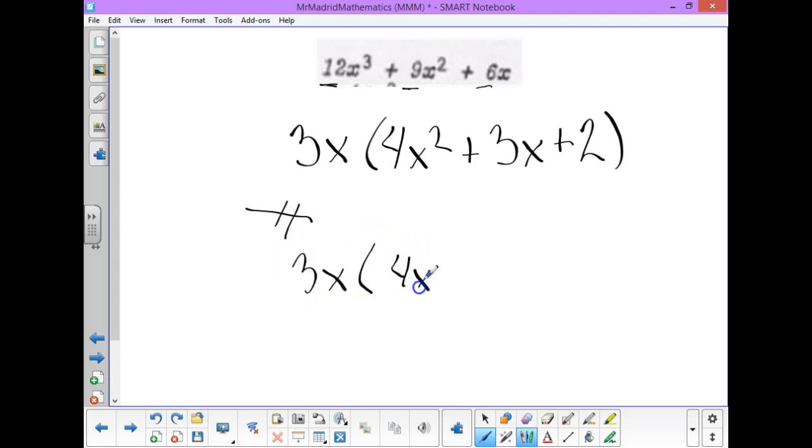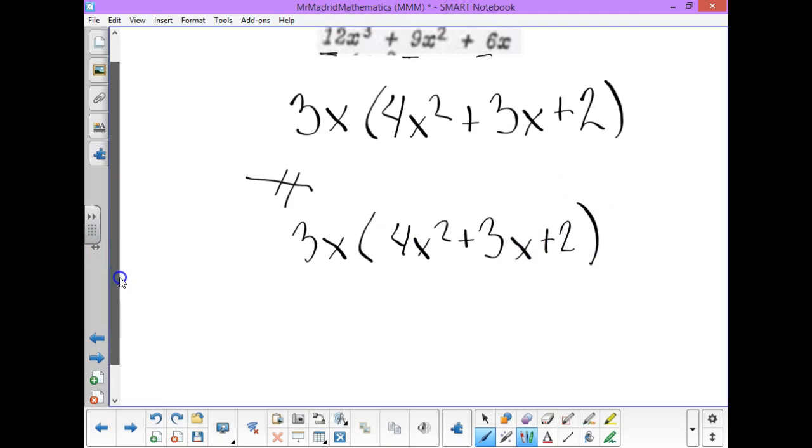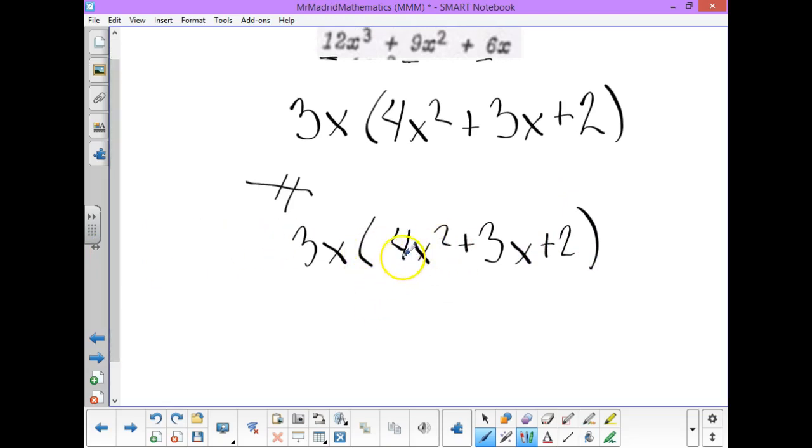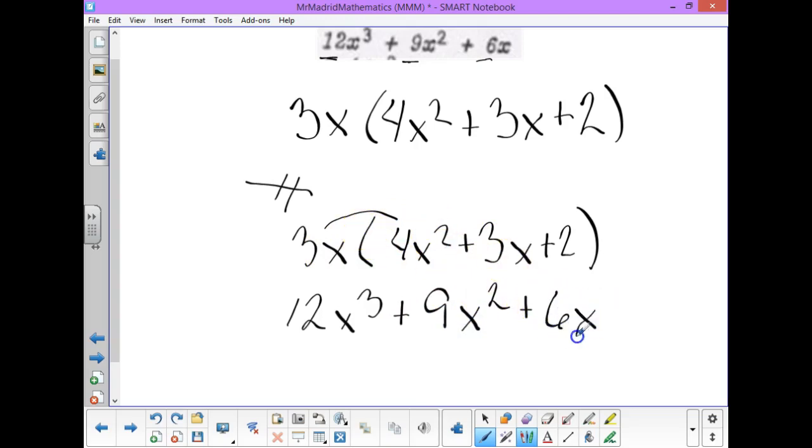Now let's go back and check it. Very valuable to check it, because if that process was a little uncomfortable for you, then this process should be a lot easier. So if I put that back in there, I should get 3 times 4 is 12. x times x squared is x cubed, plus 3 times 3 is 9, x times x is x squared, plus 3 times 2 is 6 with the x. And this should be a match exactly like this.